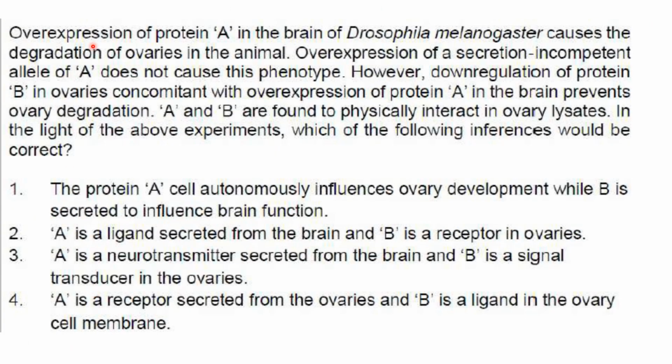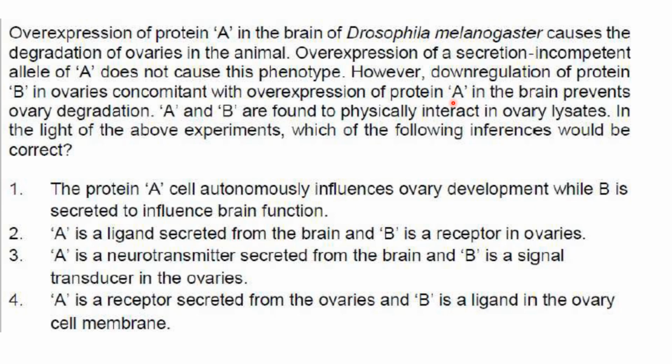Then next one. Overexpression of protein A in the brain of Drosophila melanogaster causes the degradation of ovaries in the animal. Now there is a protein A in Drosophila. If it is overexpressed, that is you increase the amount of protein A, it will cause degradation of ovaries. Overexpression of a secretion incompetent allele of A does not cause this phenotype. However, down regulation of protein B in the ovaries concomitant with overexpression of protein A in the brain prevents ovary degradation.